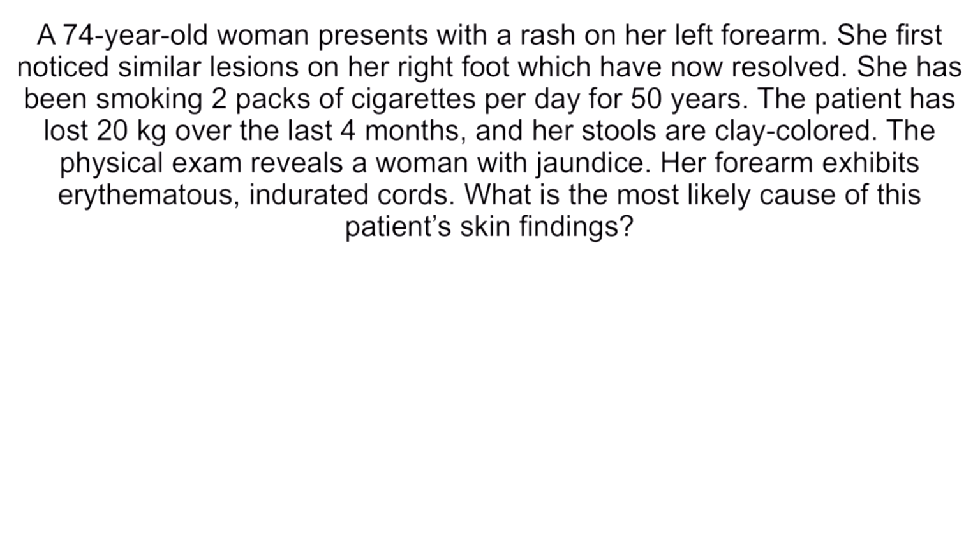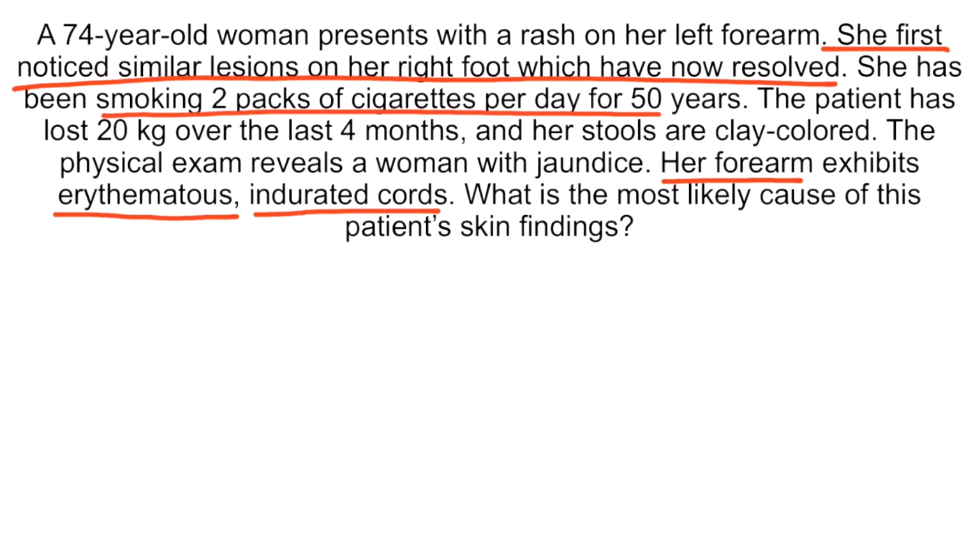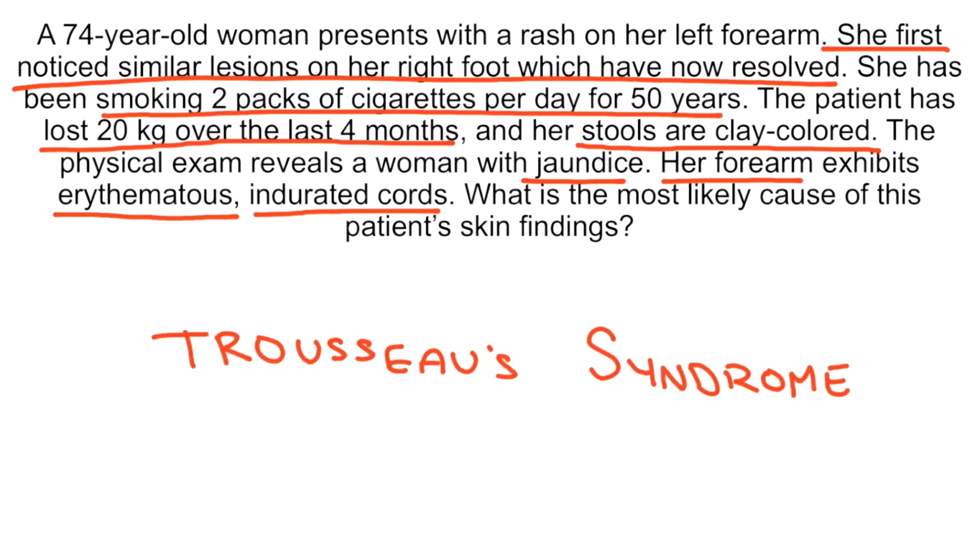All right, this patient presents with erythematous indurated cords on her left forearm. She noticed similar lesions on her right foot, which have now resolved. Considering that she has a significant smoking history, weight loss, jaundice, and clay-colored stools, she most likely has adenocarcinoma of the pancreas. Migratory erythematous cords in the setting of pancreatic adenocarcinoma are most consistent with Trousseau syndrome, which is a superficial migratory thrombophlebitis. So, the most likely cause of this patient's skin findings is Trousseau syndrome.